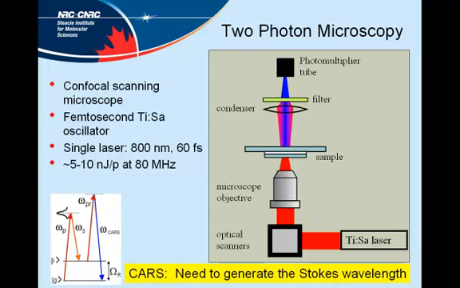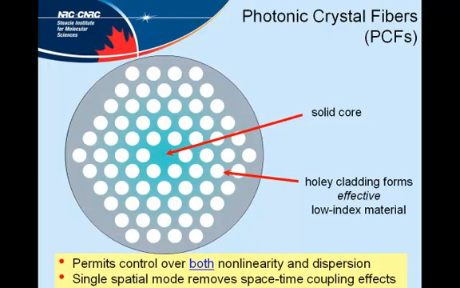And so we think that one of the simplest things you can possibly do is take advantage of developments in nonlinear optical fibers, photonic crystal fibers. These are also known as holey fibers. And this has different meanings for different people depending where you come from. But nevertheless, the design of this allows you to control both the nonlinearity and the dispersion simultaneously. So you can engineer these things. And also, because it's a single spatial mode, it removes all kinds of space-time coupling effects that happen during nonlinear optical propagation.